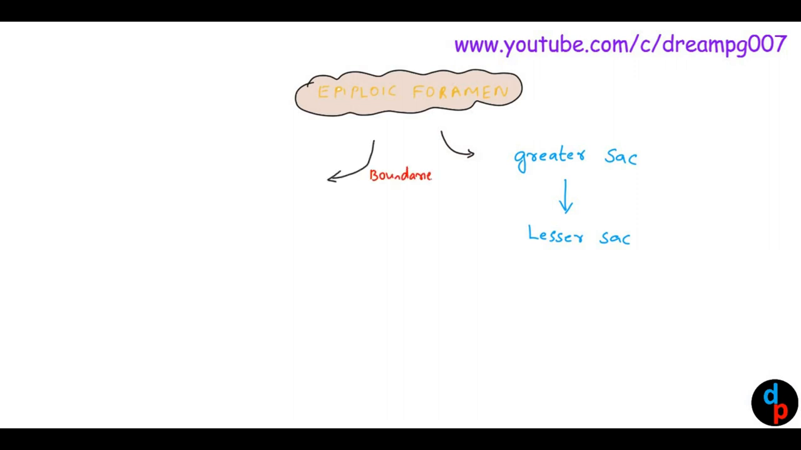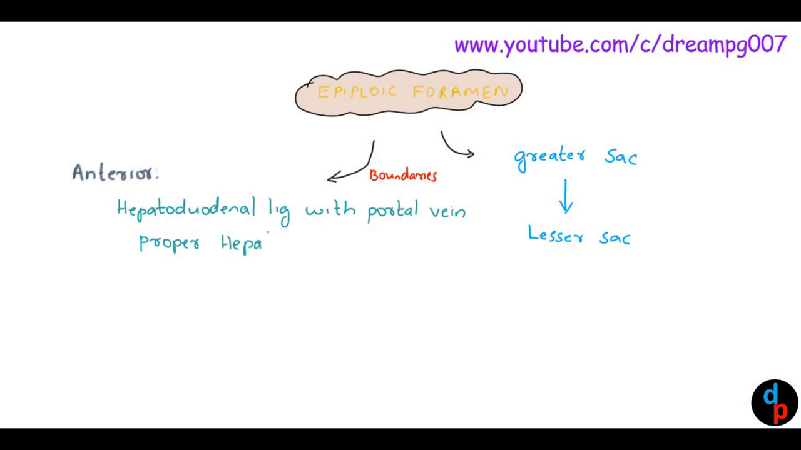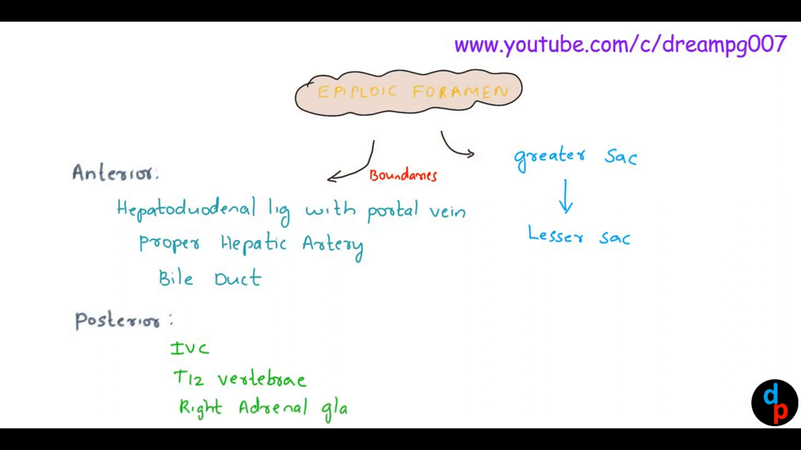We will now look into the boundaries of epiploic foramen. Anteriorly, it is bounded by hepatoduodenal ligament with portal vein, proper hepatic artery and the bile duct, whereas inferior vena cava, T12 vertebra and the right adrenal gland are seen in the posterior boundary. Superiorly, epiploic foramen is related to the caudate lobe of liver, whereas inferiorly it is related to the first part of duodenum.